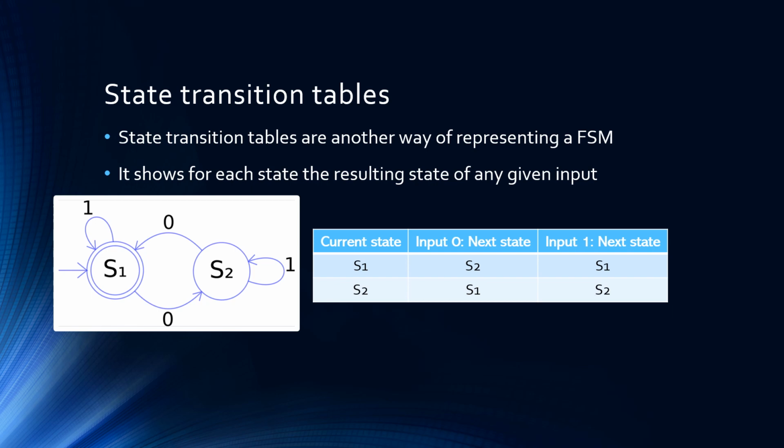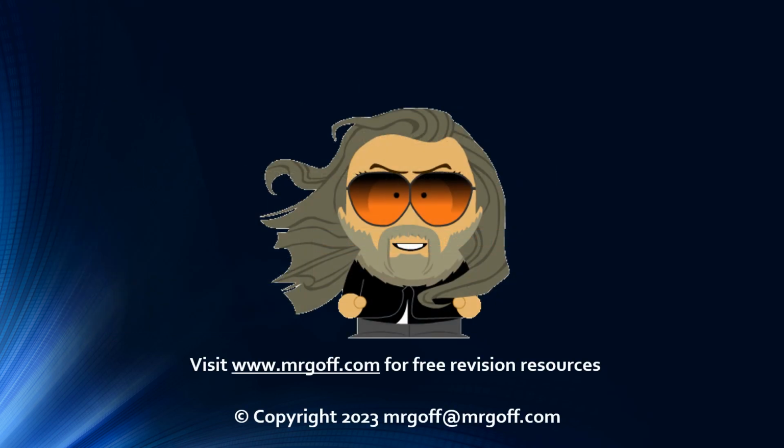You will need to be able to read and understand both finite state diagrams and state transition tables in order to take a series of inputs and explain what the result would be. You also need to be able to create a state transition table given a finite state machine diagram, or create a finite state machine diagram given a state transition table. That brings us to the end of this video on finite state machines.